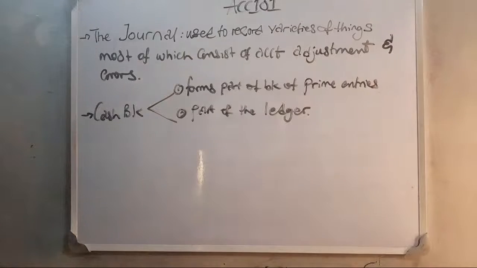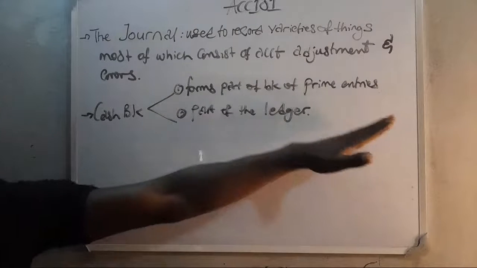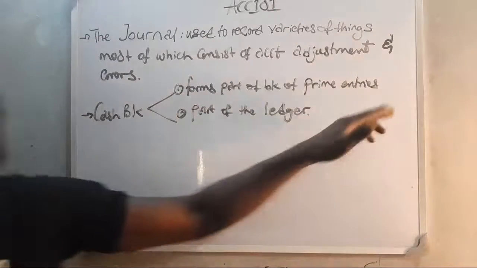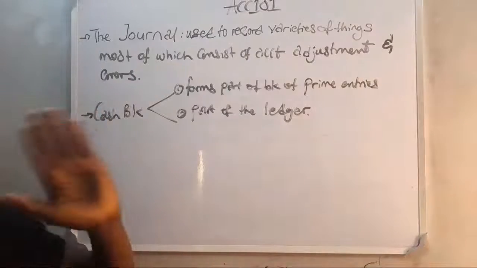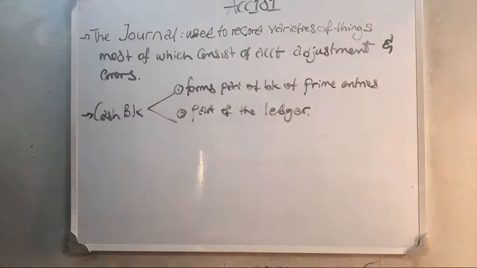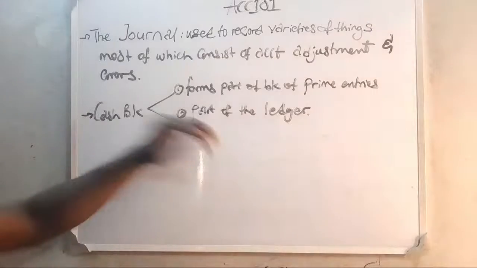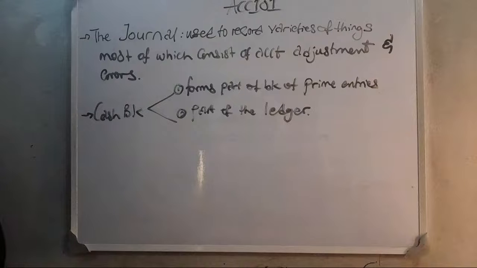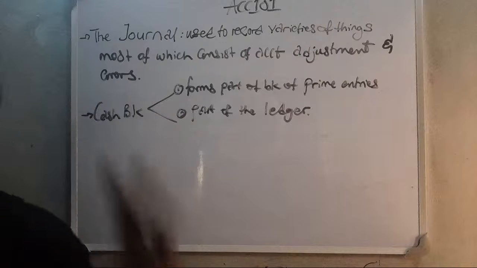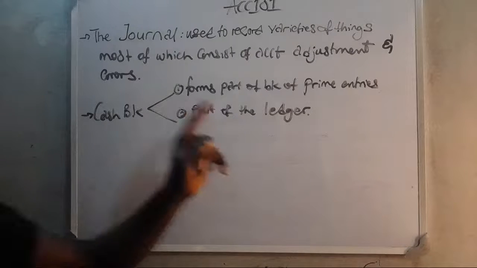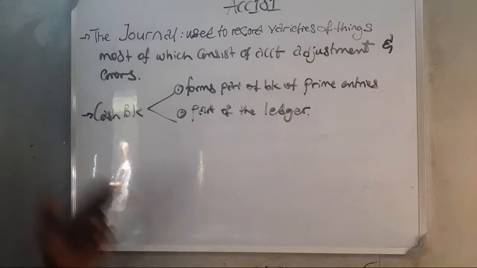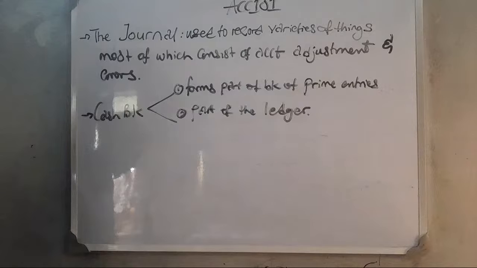When we say prime entry, we are talking about direct, as the transaction is ongoing, or as the transaction has just been concluded. It's the first set of books where you record the transaction. Then the second set is the ledger, then thereafter we have the trial balance, and it goes on and so forth. So the cash book has two functions: the first is that it forms part of the book of prime entry, and secondly part of the ledger.